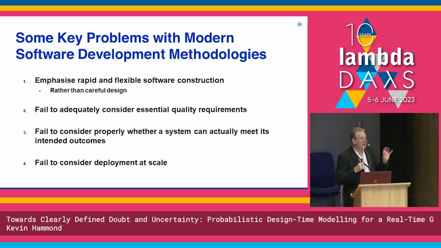Thirdly, and this is quite interesting and quite an indictment, they often fail to consider whether a system can actually meet its intended outcomes. Will it do what it's supposed to do? You would think it's a pretty basic question to ask, but a lot of people don't ask it. Can it work? By answering that question, you can avoid a lot of design failure. And finally, failure to consider deployment at scale: trying things out on a small scale, not thinking what happens when you try to scale things up. And I imagine a lot of these resonate with the experienced developers in this audience.